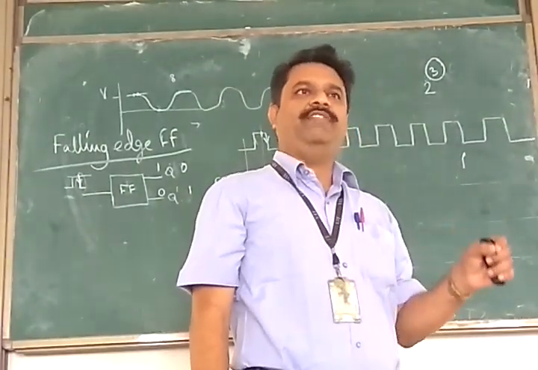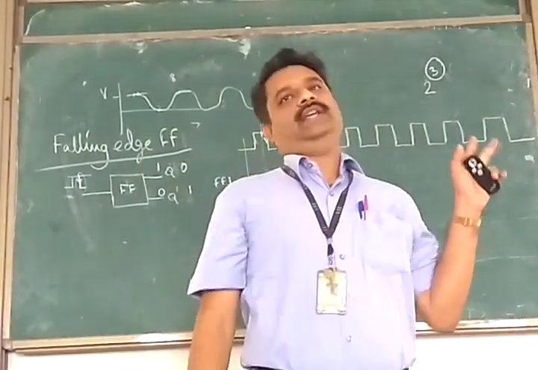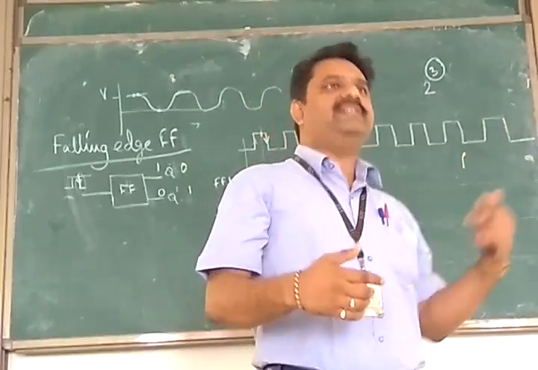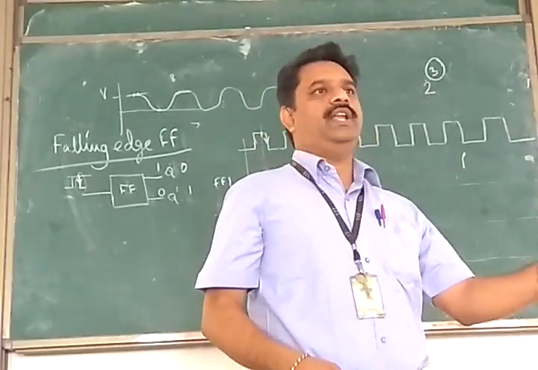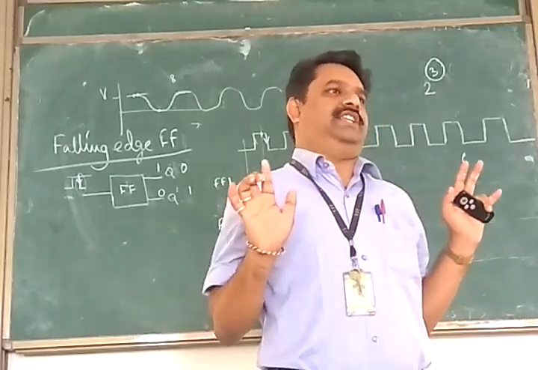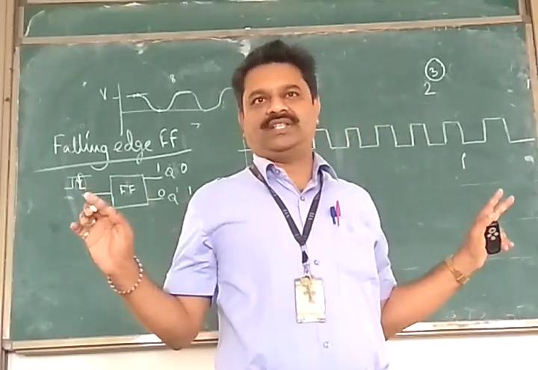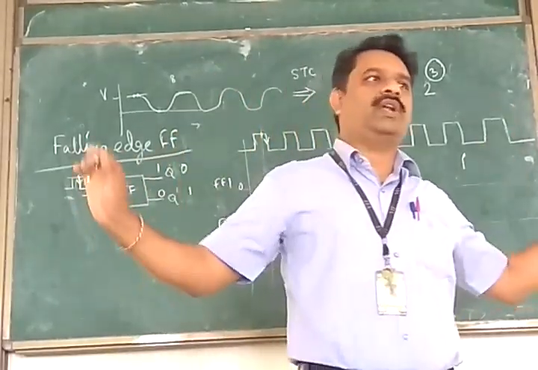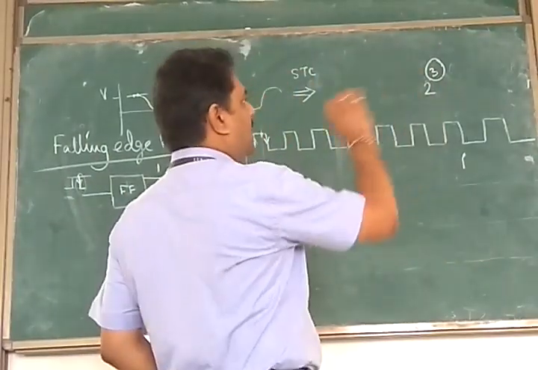Only when the flip-flop encounters a falling edge. Whatever the input is, in that particular input you have to see whether there is a falling edge. Otherwise, you should not change the state. Remain in the same state. That is the working of a flip-flop. So, you now look at that.